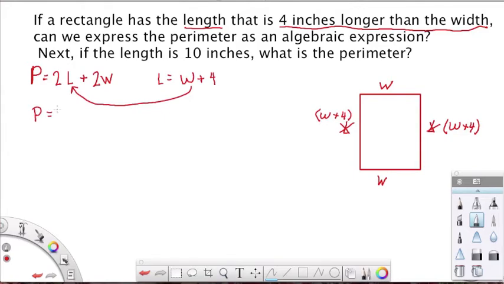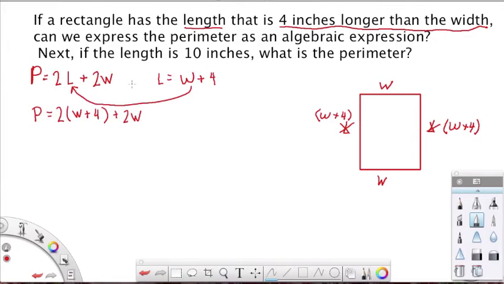Perimeter is equal to 2 times the length, and what's our length? It's W plus 4. And then we can't forget about the width. We have plus 2W. Here's our 2 W's, and here's our 2 lengths, which are really W plus 4s. So we solved the first part. Here's our new perimeter algebraic expression.